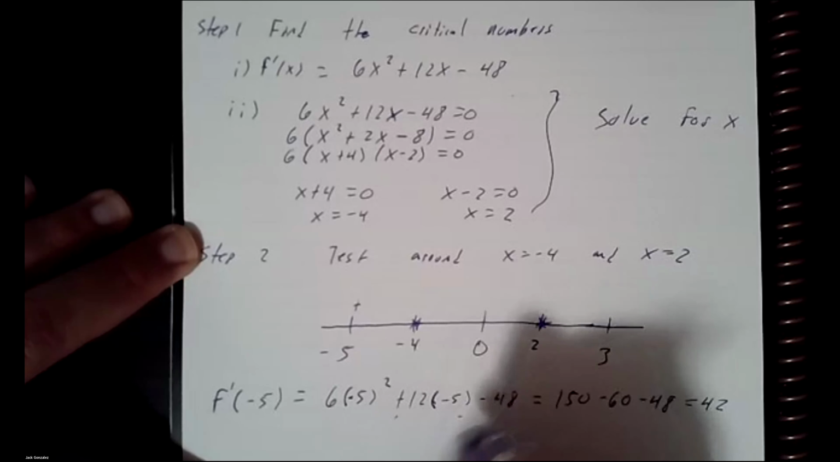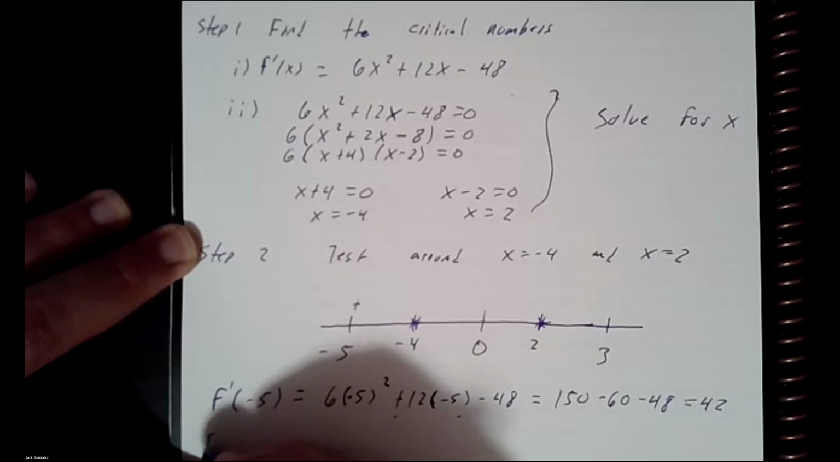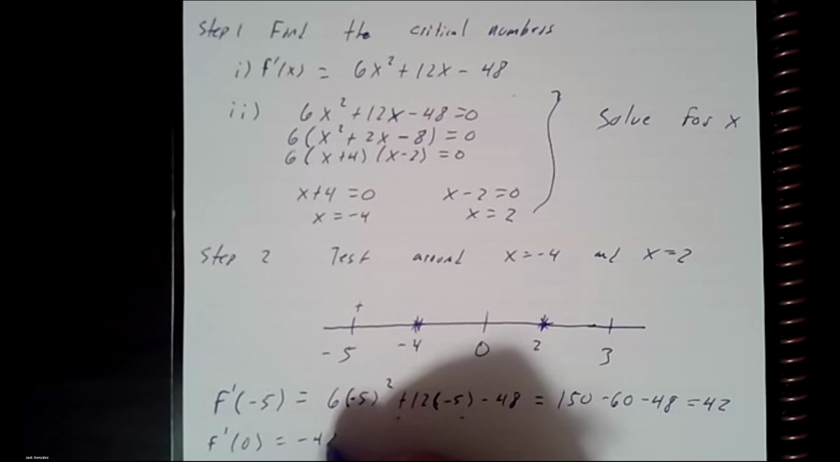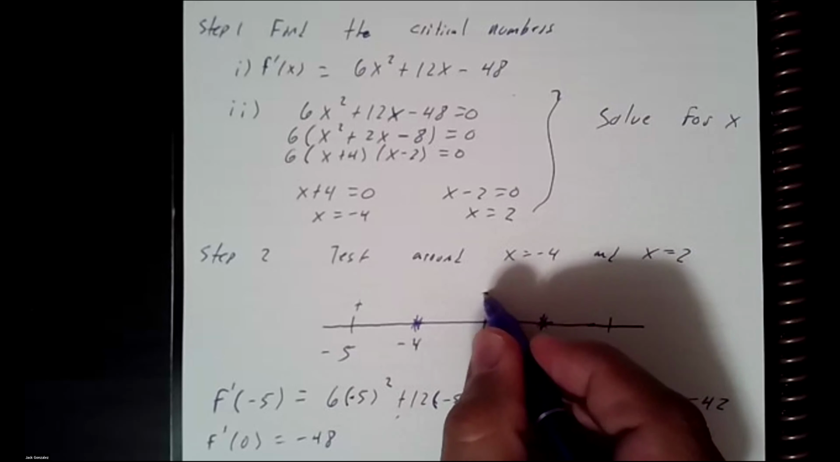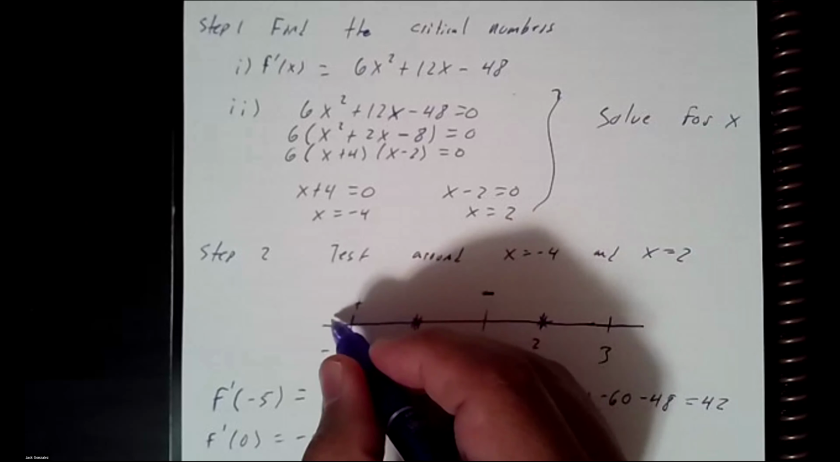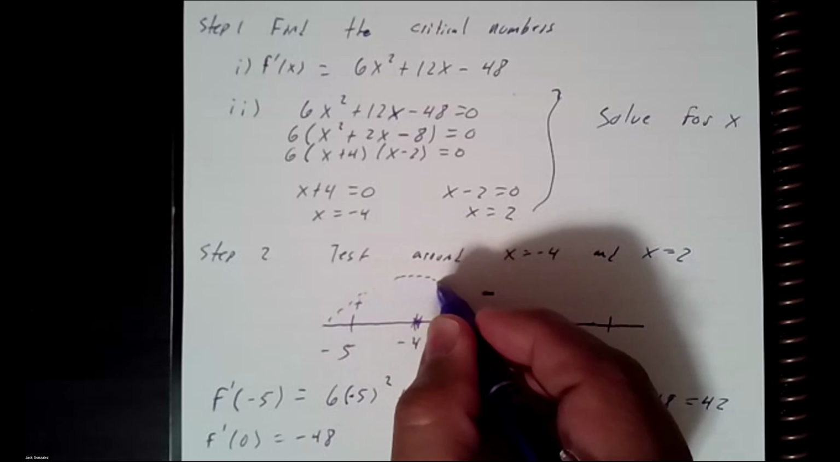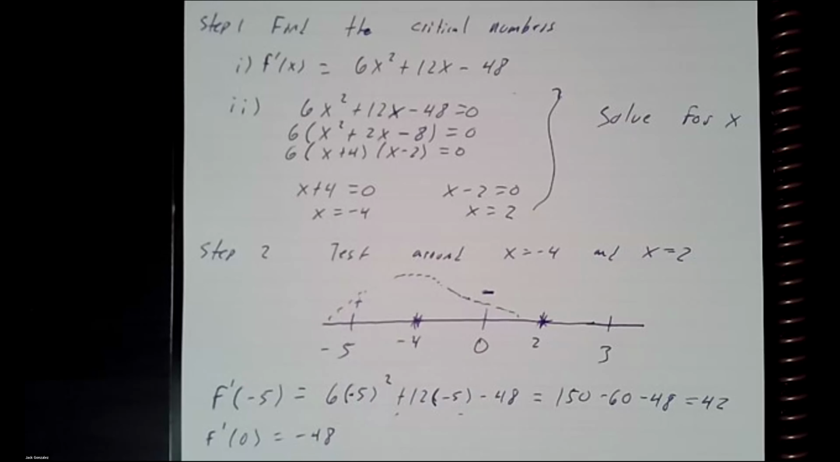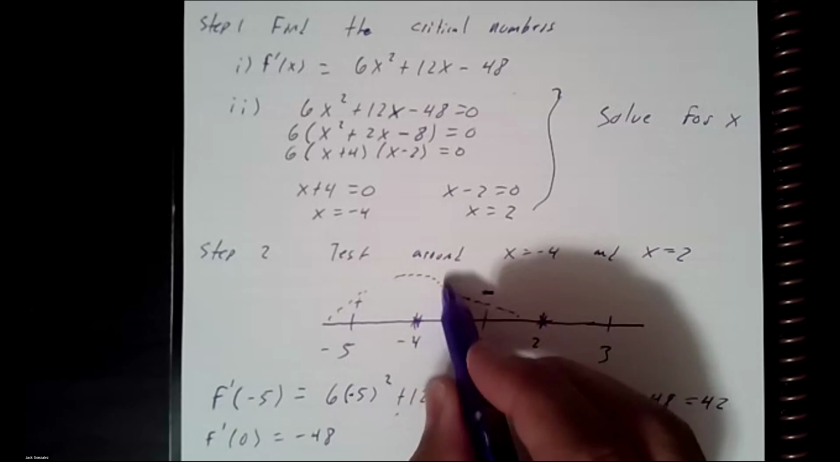Let's try the easy one, 0. The minus here. So that means we're going up, then down, right? So maximum most likely here.